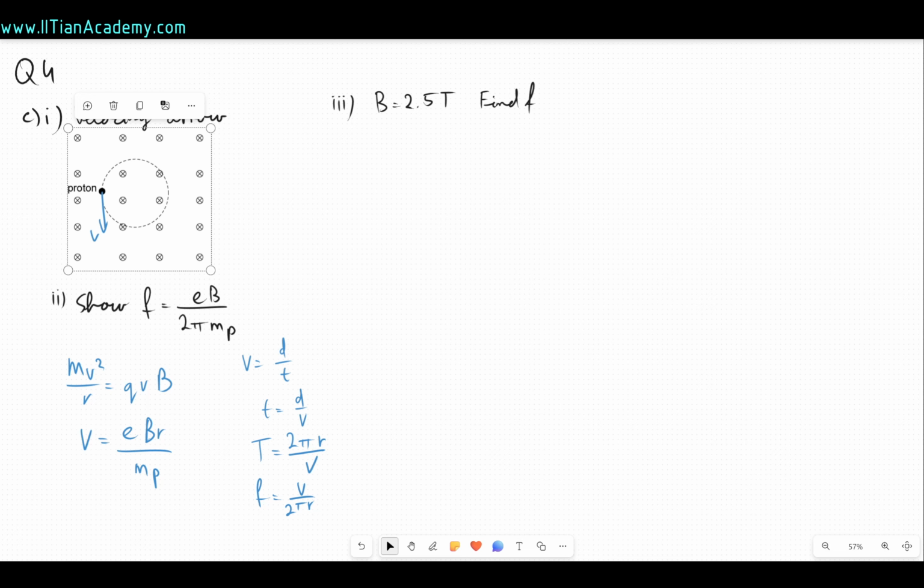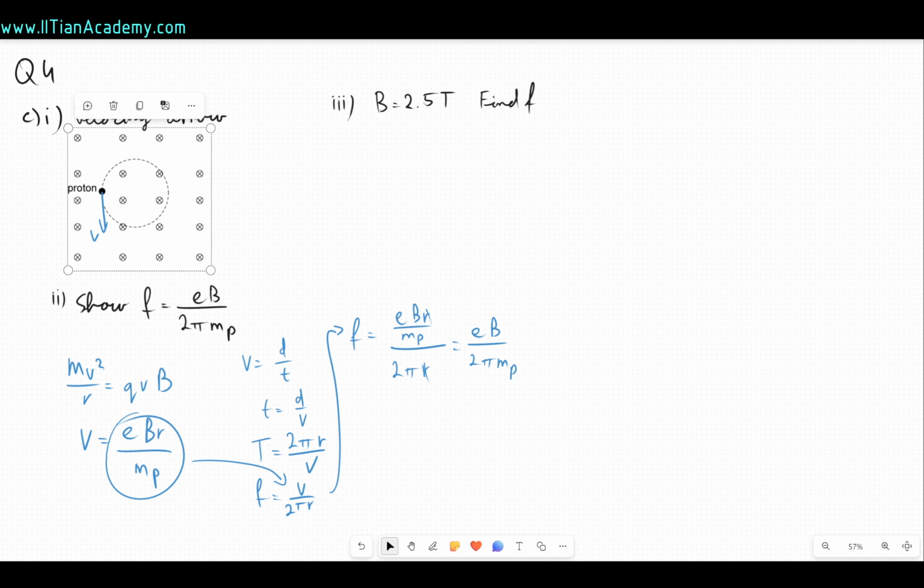And so what we simply need to do here is plug this into here. So we remove the velocity term. So we plug that there. So we will find that the frequency is simply EBR over the mass of the proton divided by 2 pi r. If we cancel out the r's, then we will simply find that this is EB over 2 pi m_p.